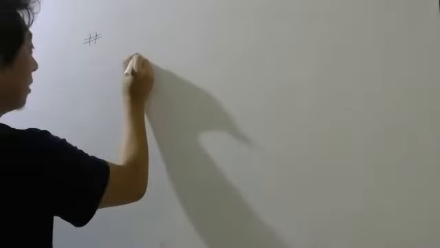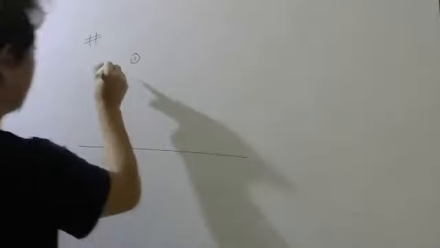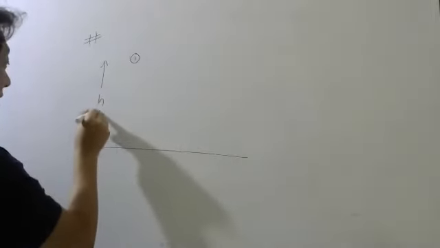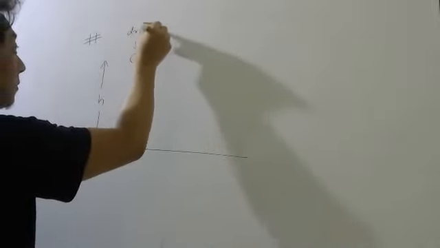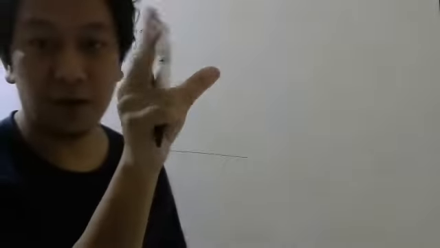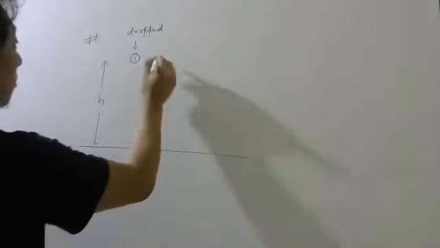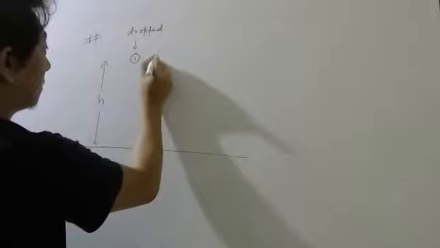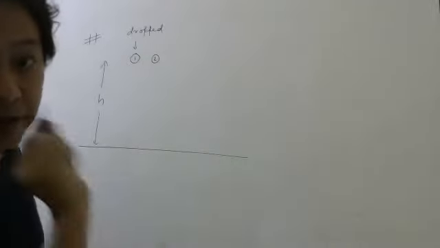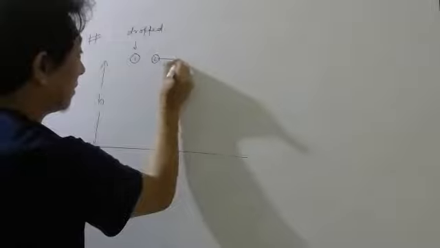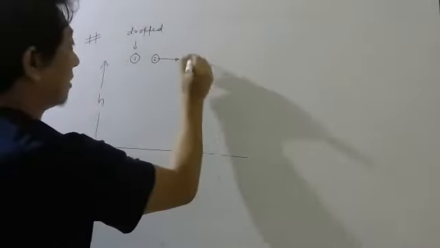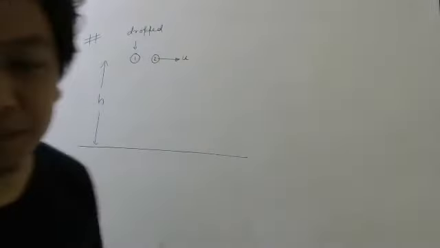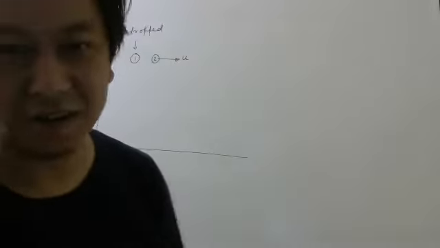Imagine there is ball number 1 which I am going to drop from some height h. This height is h. So this is simply dropped. And ball number 2 is thrown horizontally like this, horizontally with some velocity u, let us say. It could be 10 meter per second, 20 meter per second, I don't care.